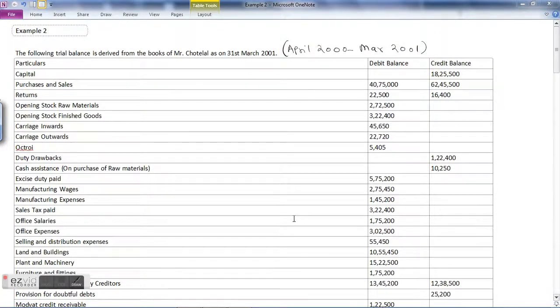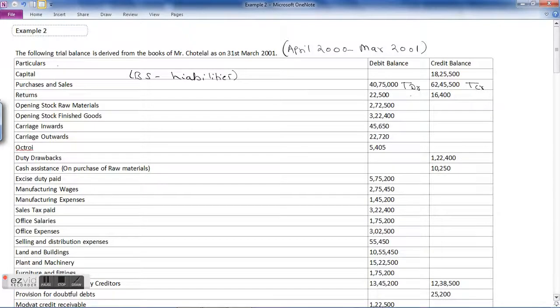So first is the capital account. The capital of Mr. Chotelal is showing a credit balance. So capital will be reflected in the balance sheet liability side. Correct. Then purchases and sales both are given. So your debit balance is a purchase account. Okay. Correct. So it will be trading account debit side, and the sales will be showing a credit balance. So trading account credit side.